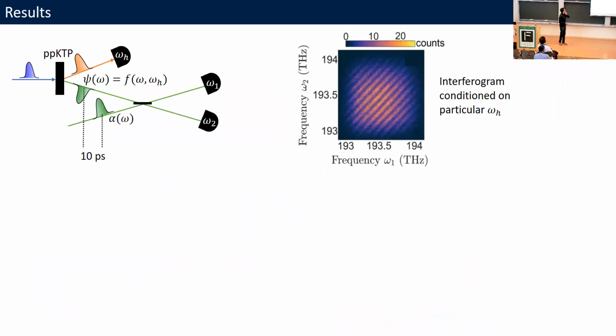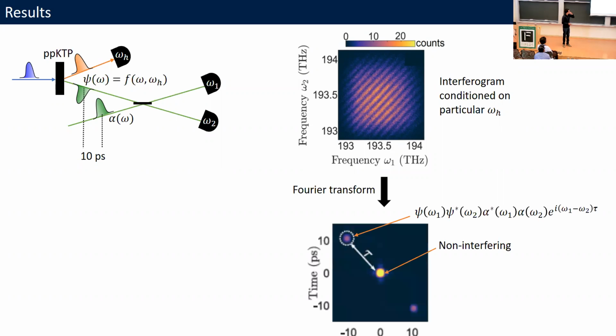So here are the results. This is for a particular herald outcome. We're combining the single photon with the reference on a beam splitter, and we've introduced a time delay between the two pulses for reasons which will be clear in a second. This time delay introduces this regular fringe pattern in the interferogram that you see. So the inverse of that period is given exactly by the time delay.